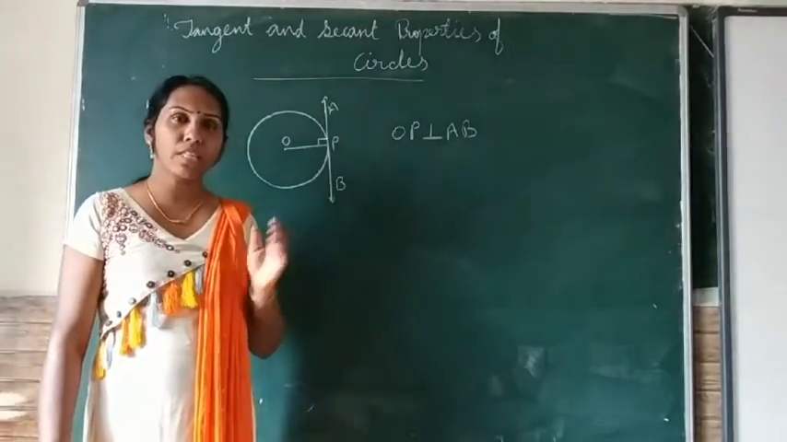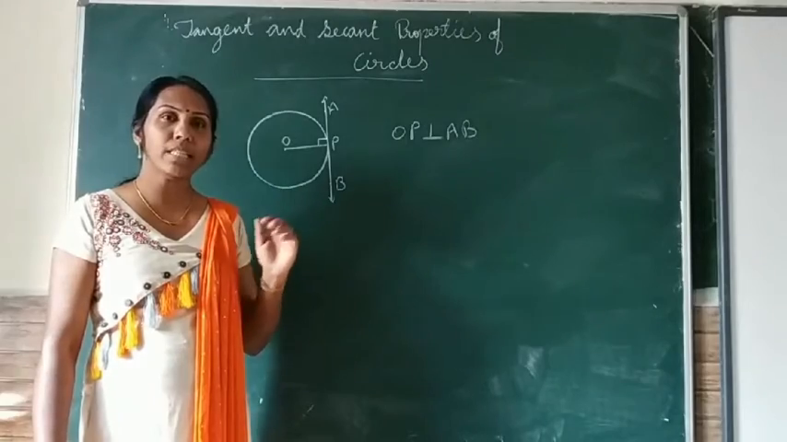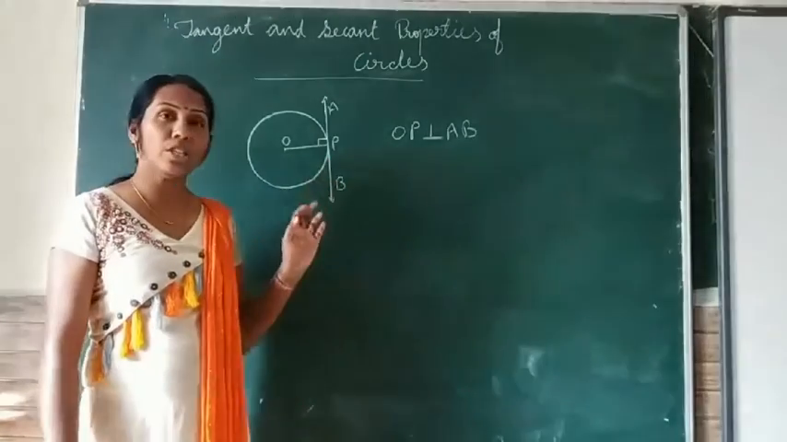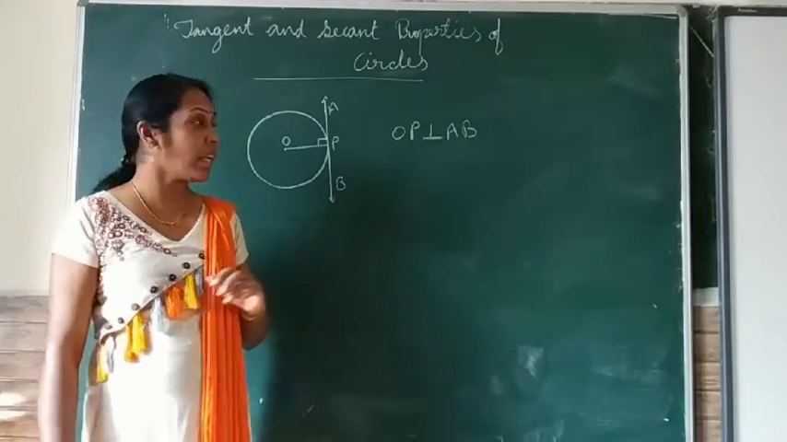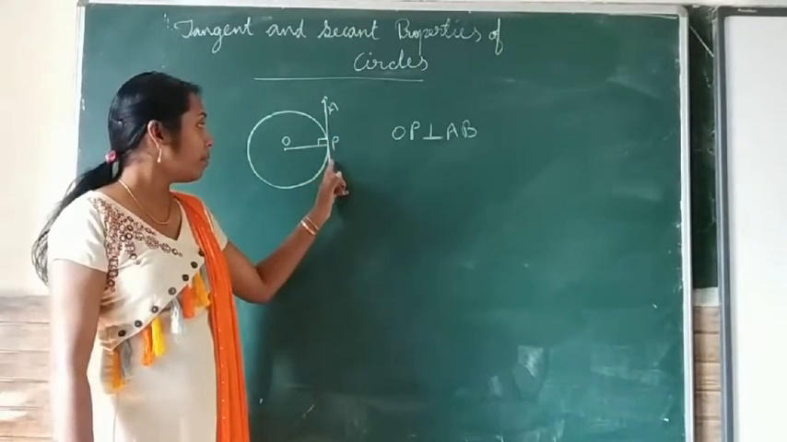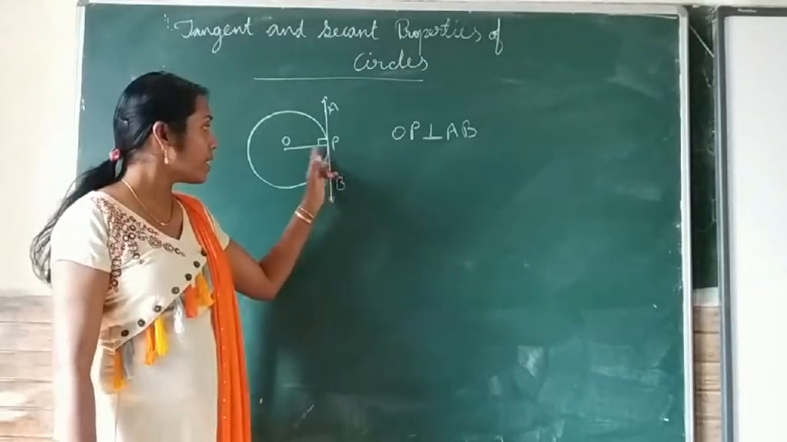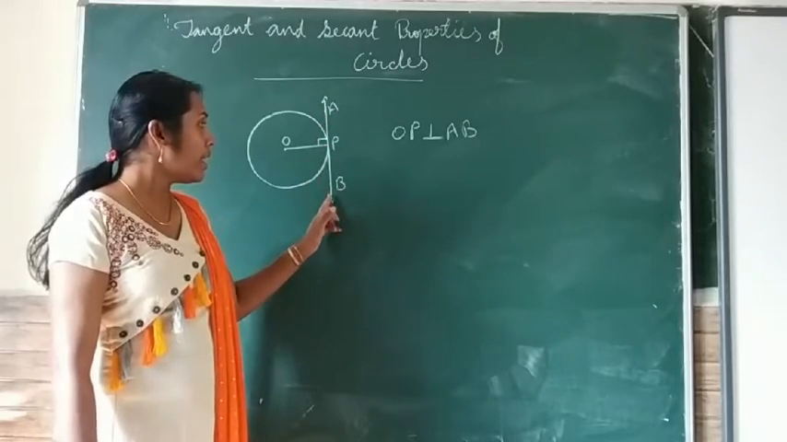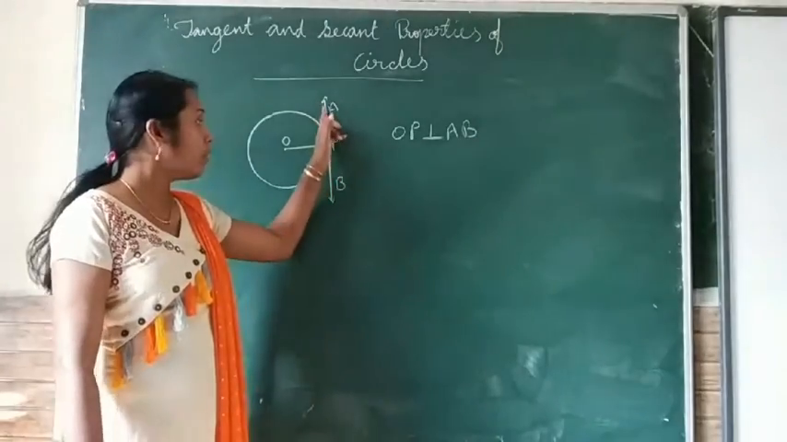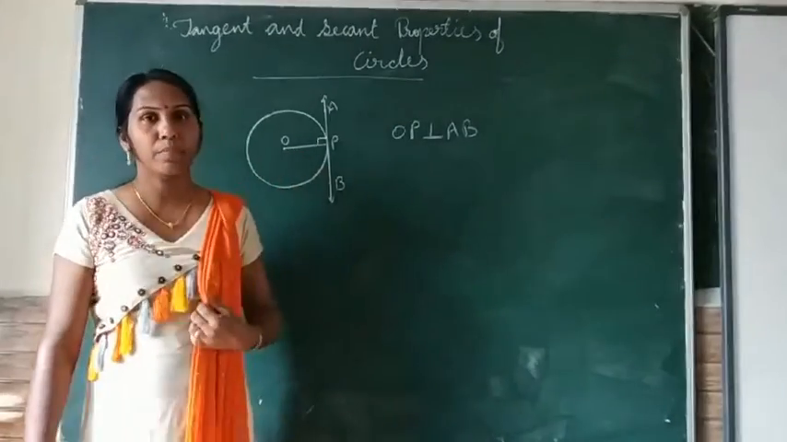The converse of this theorem is also true. That means a line drawn to the end of a radius and perpendicular to it is a tangent to the circle. So this is the converse of this theorem. Consider a line drawn to the end of a radius OP. If this line is perpendicular to OP, then the line must be a tangent to the circle.